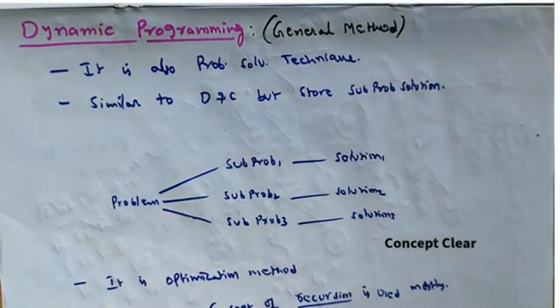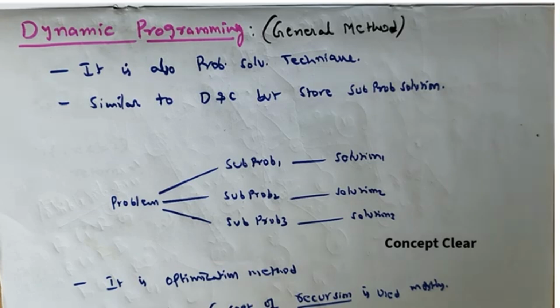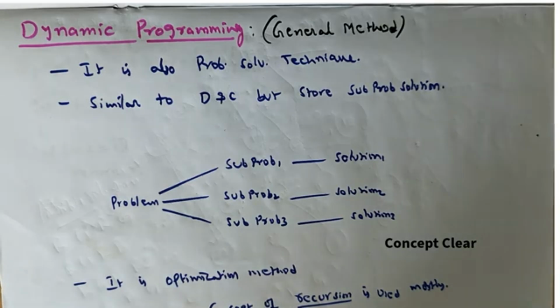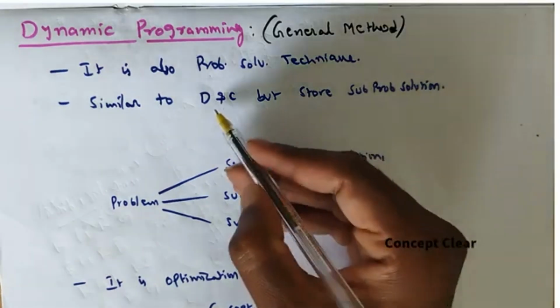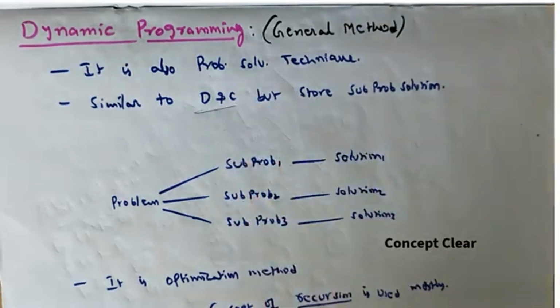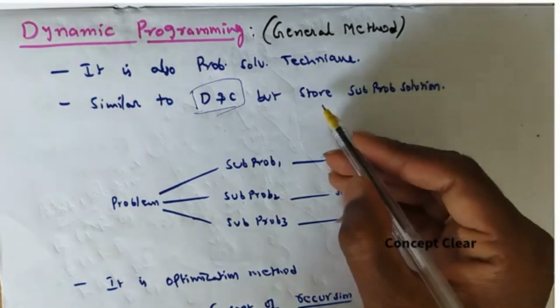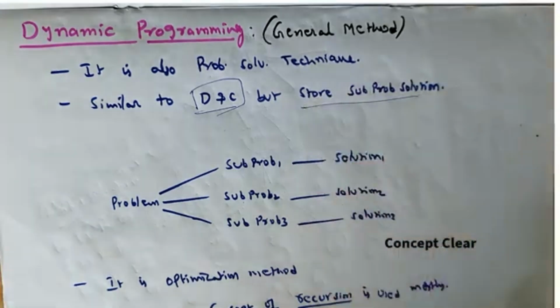In today's video, I will explain the topic Dynamic Programming General Method in the subject of Design and Analysis of Algorithms. First of all, what is the meaning of Dynamic Programming? It is a problem solving technique, one of the problem solving techniques. It is similar to the divide and conquer mechanism, but it stores the sub-problem solutions.